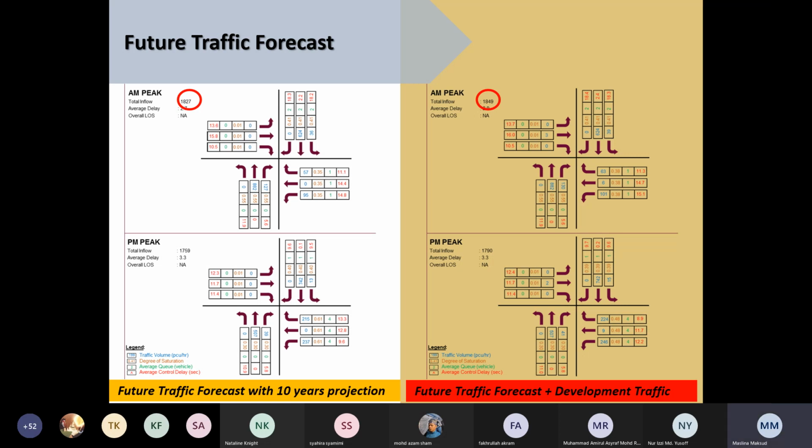So the proposed development will impact the traffic at the study area after it is completed, and the calculation for the traffic generated from our development, we can refer to the trip generation number guideline.